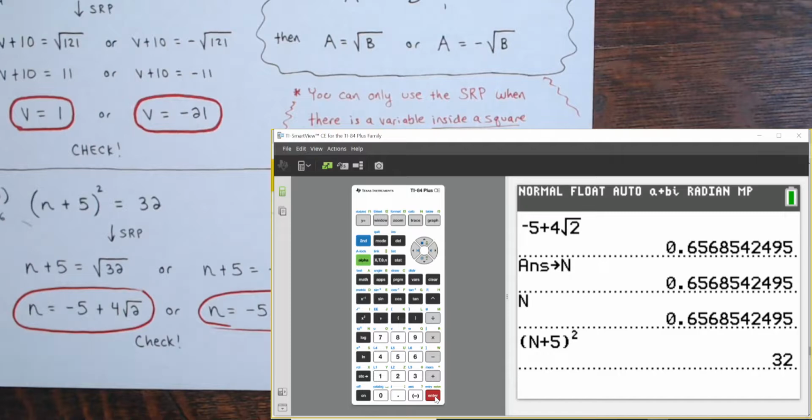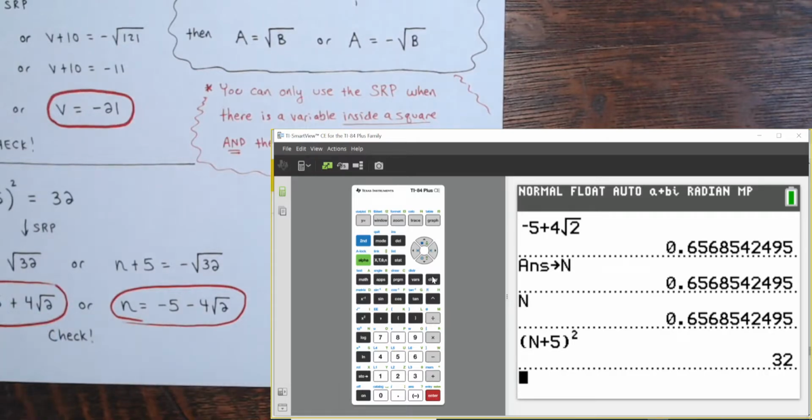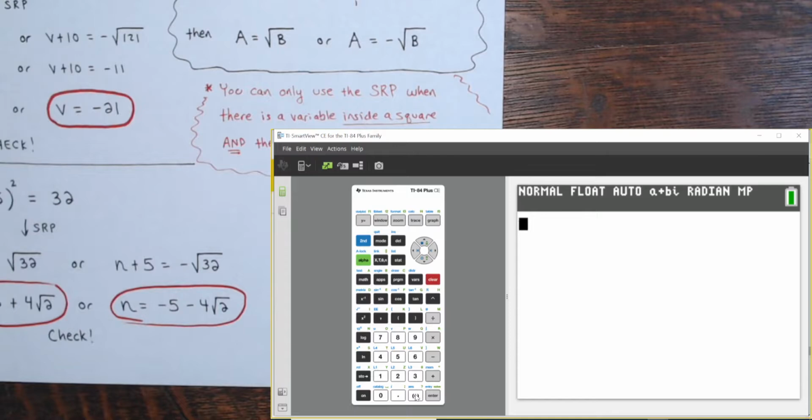And you can do the same thing for the other number. Just enter this number, negative 5 minus 4 square root of 2. So I'll do that one more time. Enter the other solution, negative 5 minus 4 times the square root of 2.